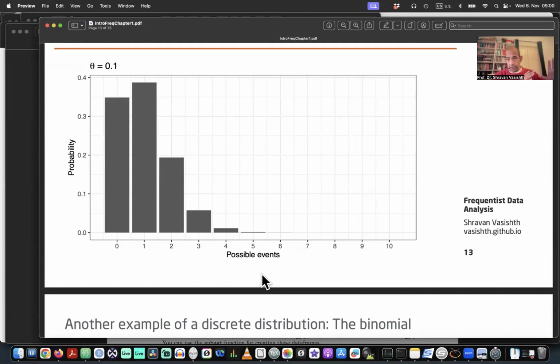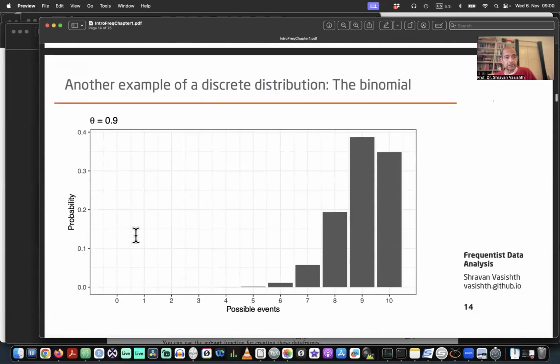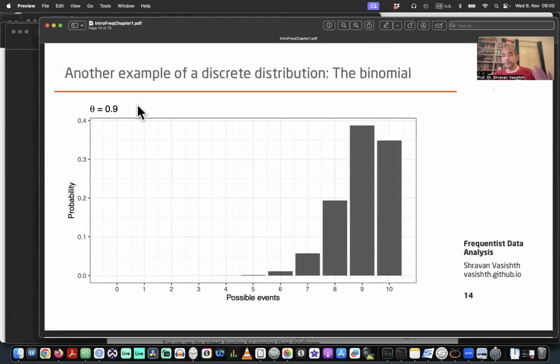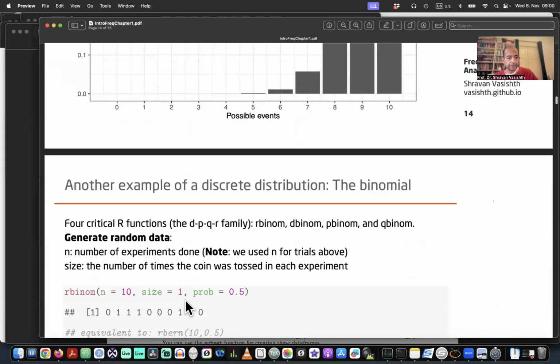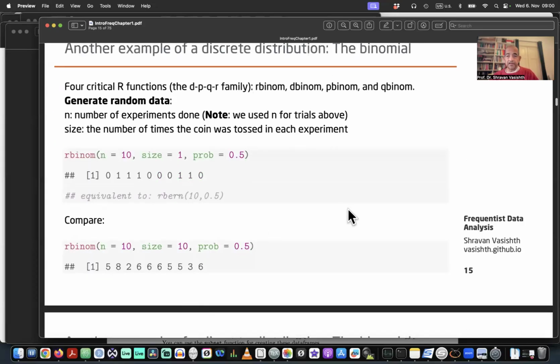So it skews to the right. It gets crushed towards the left because I've lowered the probability of heads here. If I change the probability of heads to 0.9, then the probability mass function shifts to the right, and it skews to the left now.